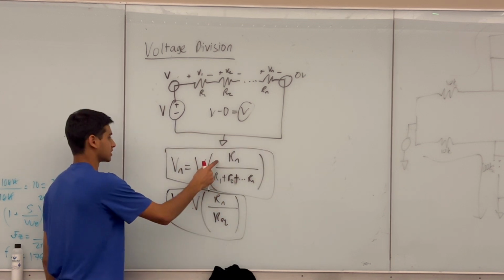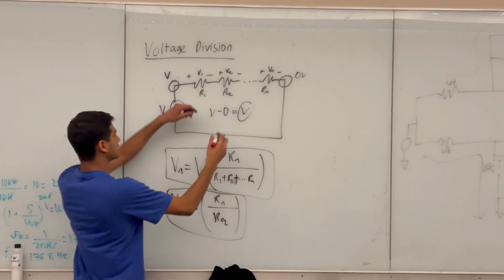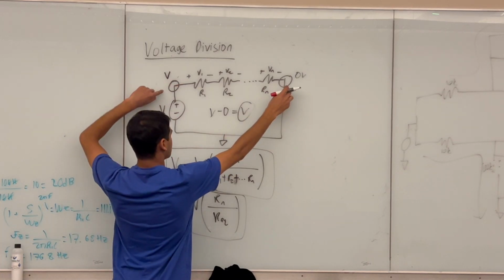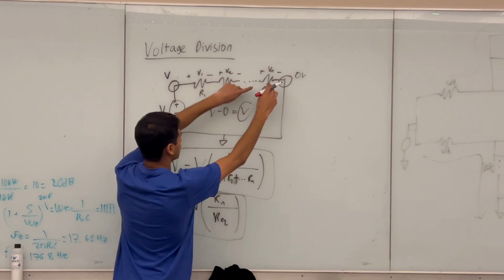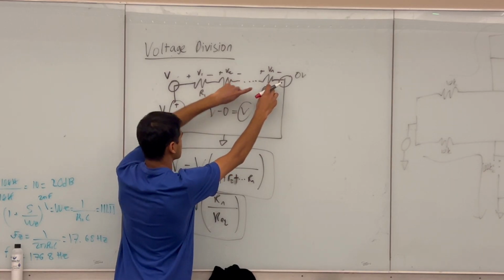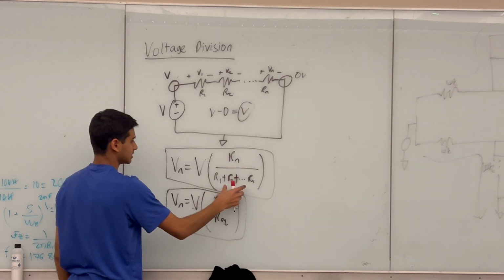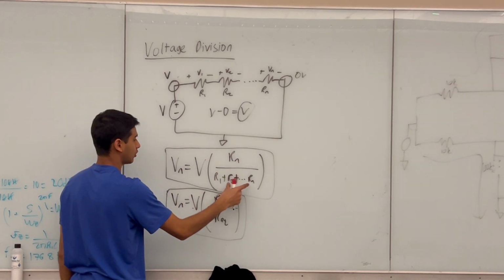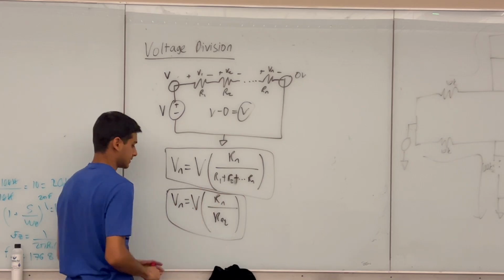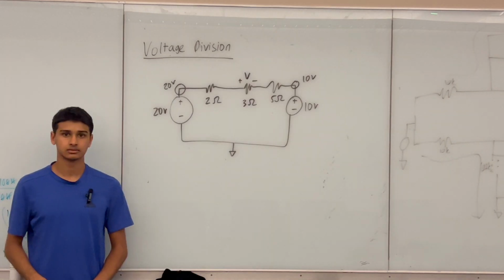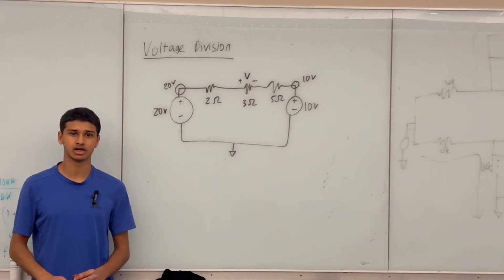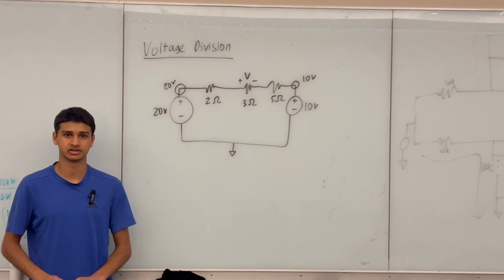I personally find the top one more intuitive because I'm finding the voltage across all my resistors and the resistance that my resistor takes up out of all the resistance. So this is my resistance divided by all the resistors in series. I'm going to go through an example to help you gain a little more intuition for voltage division.